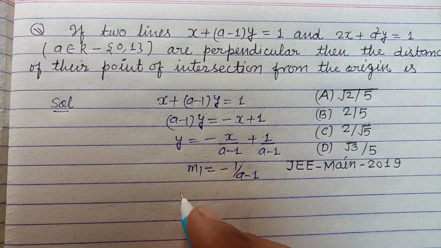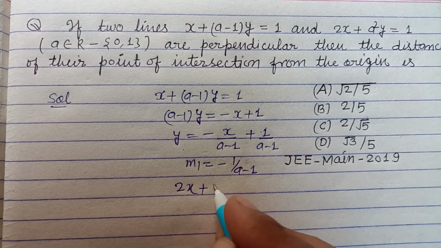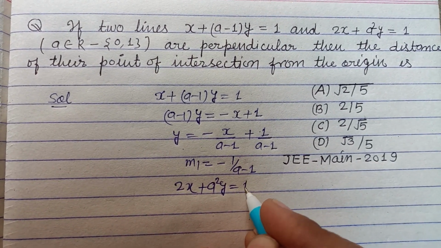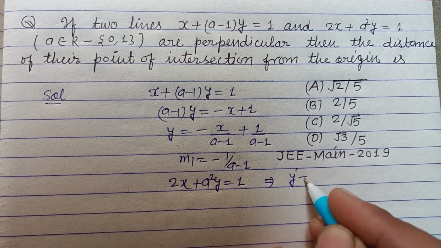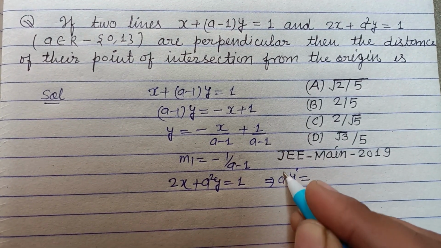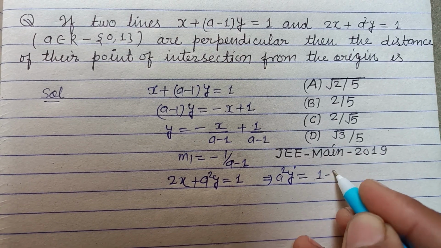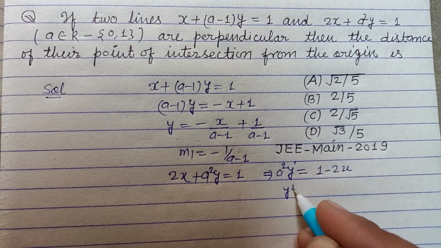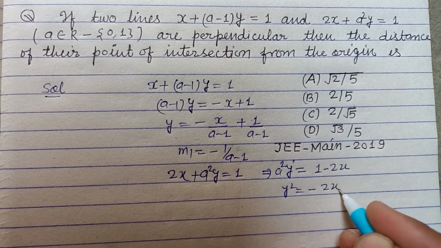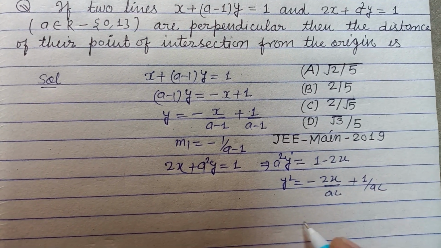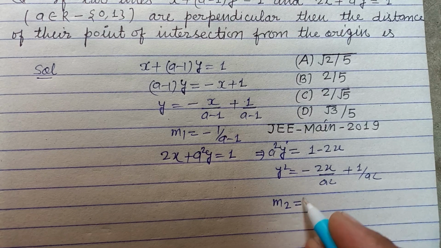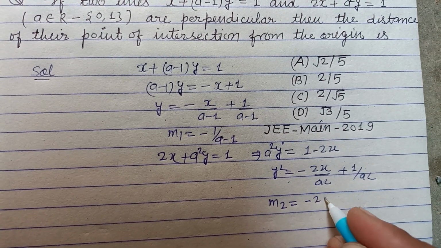And from the second equation we have 2x + a²y = 1, making a²y = 1 - 2x, or y = -2x/a² + 1/a². Here the gradient of this line is -2/a².